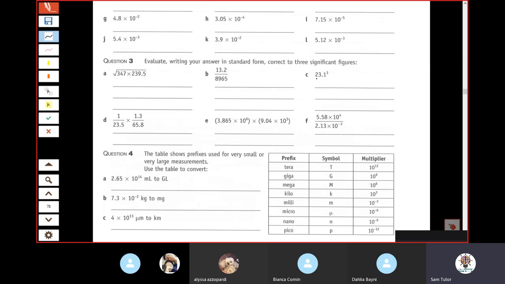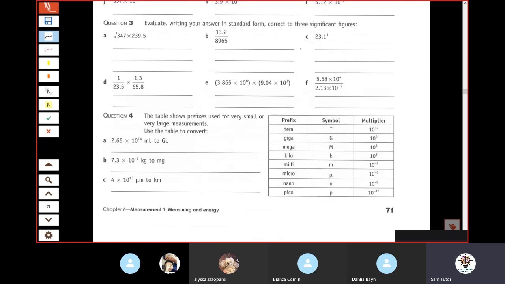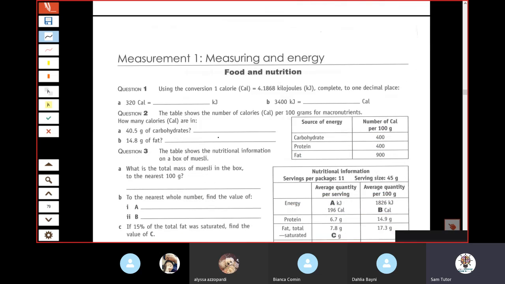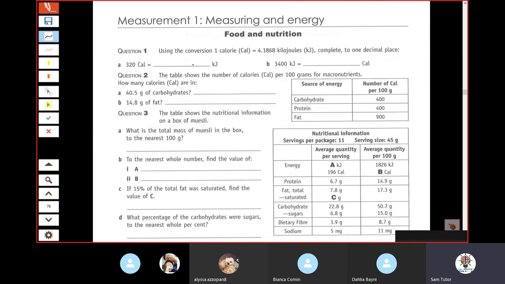Standard form, 3 significant figures. I think doing it together is probably better than just doing it in there. So I'll come back to sig figs. That's nothing. Using the conversion. All right, let's do this.